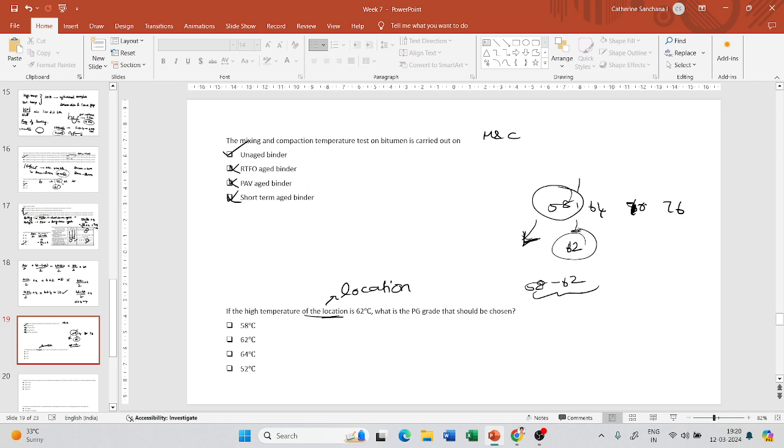So you should always be on the safer side and pick the higher temperature. Okay, so this is your PG grade, which you should ask for if the high temperature of the location is 62 degrees Celsius. So the answer to this is 64 degrees Celsius.